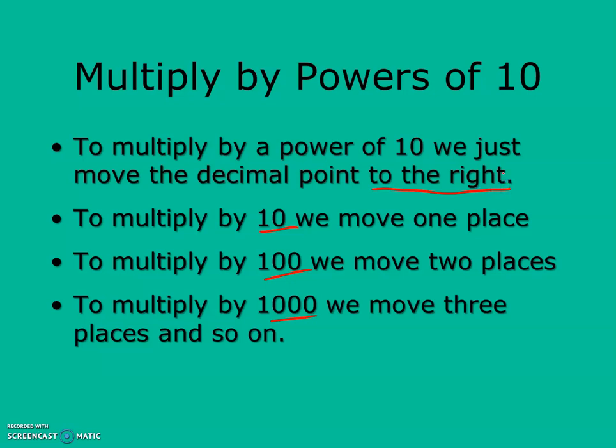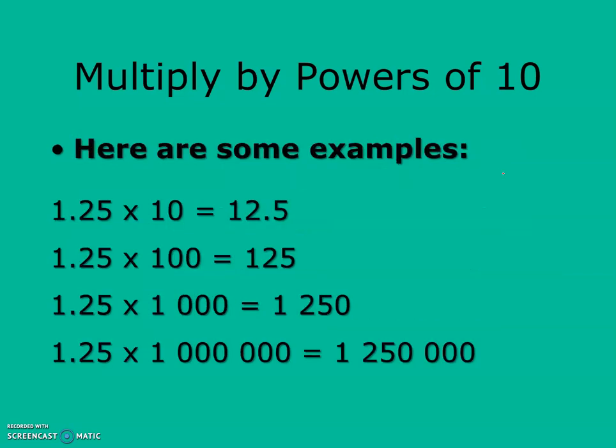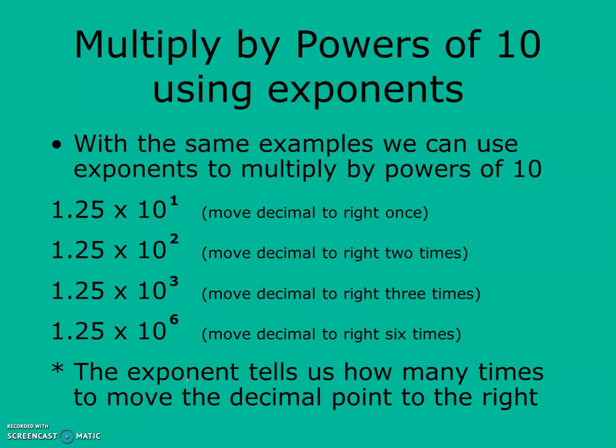And you move it the number of decimal places equal to the number of zeros that you see. It's a matter of counting. So here's a few examples going on. Multiplying by 10, 100, 1,000, or even 1 million, you would move the decimal over 6 places if you're multiplying by a million and put in all those zeros that were necessary. This is a skill that's going to become very important later on when we do scientific notation.